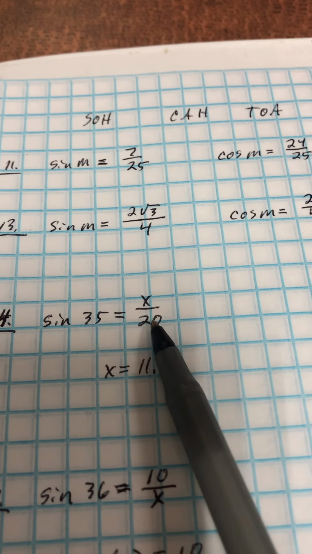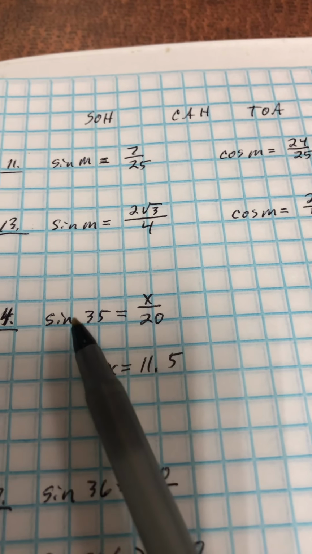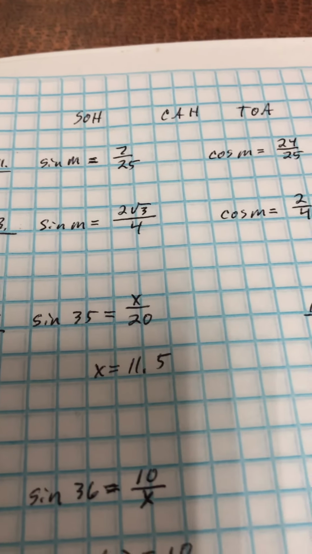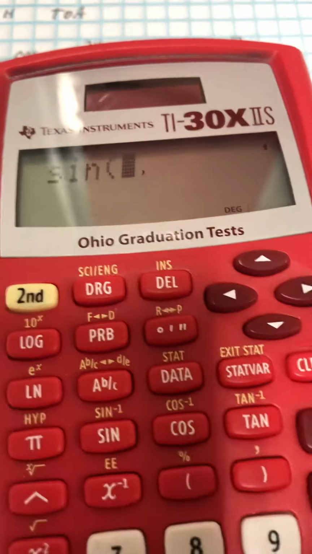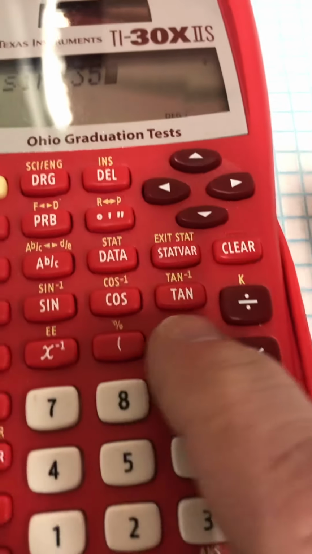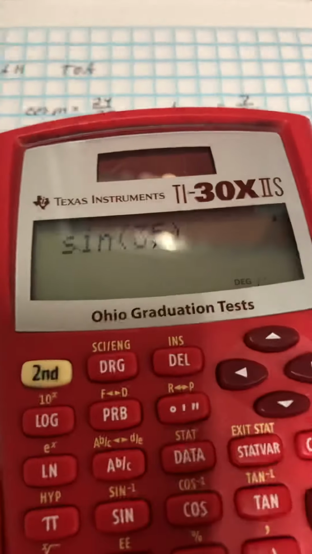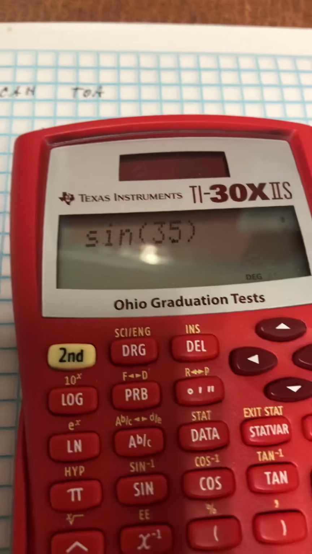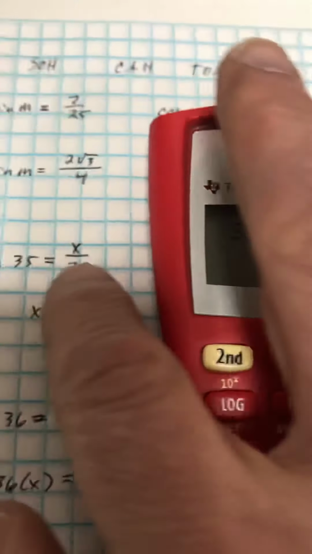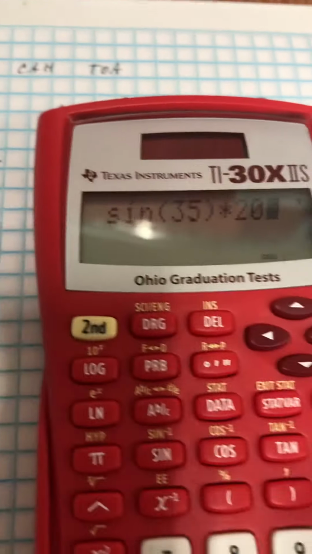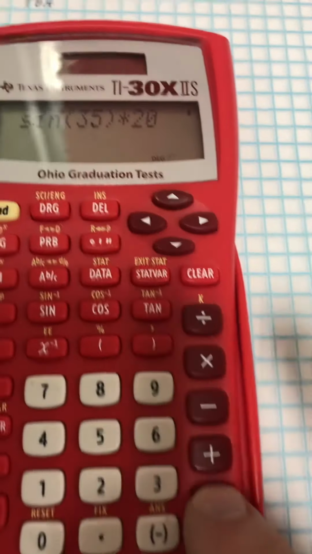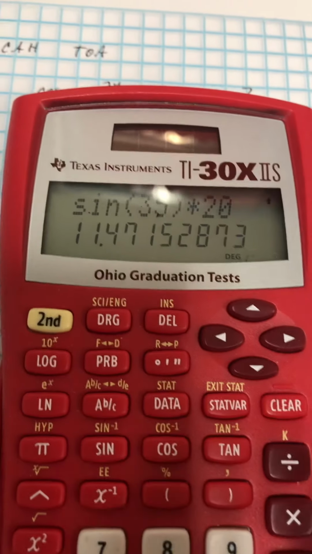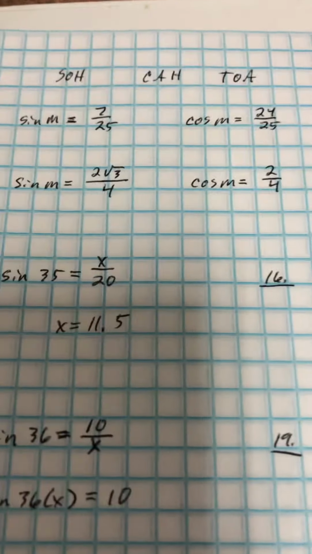What I do is I just multiply both sides by 20. So take the sine of 35 on your calculator. You're just going to press sine 35, wrap it in parentheses, it'll start you off that way, and times 20. Because I'm getting the x by itself, and this is divided by 20, I do the opposite of that. Hit equals. That gives you the answer, 11.5, rounding to the nearest tenth, it said.